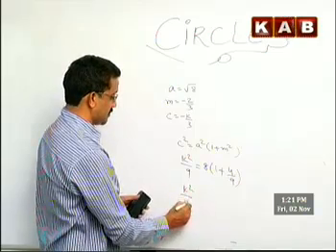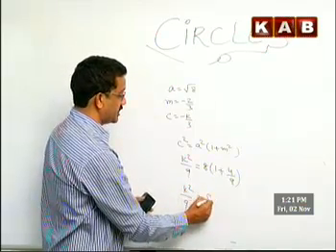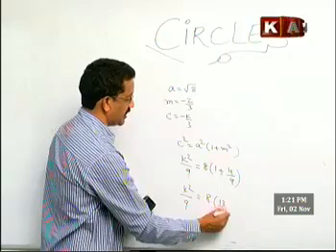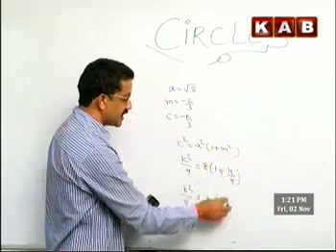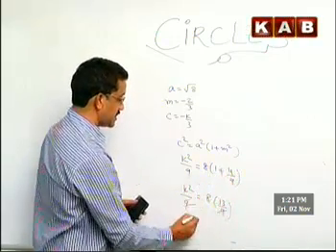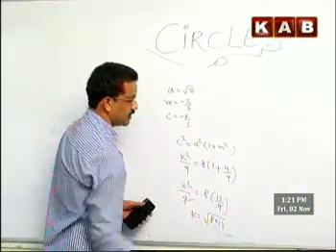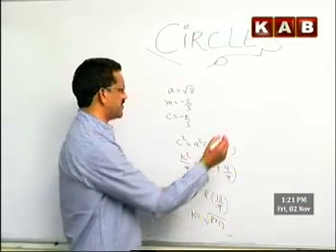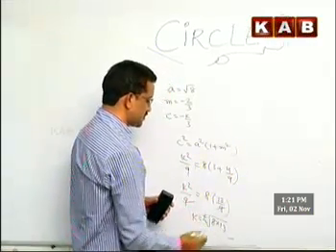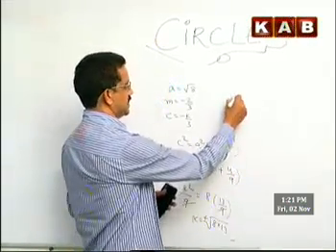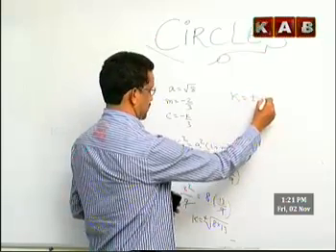K square by 9 is equal to 8 into 13 by 9, because the LCM gives us 13 here. 9 cancel. K is root of 8 into 13. That's all. 8 into 13 you can further take plus or minus, because there are two possibilities, and k is equal to plus or minus root of 8 into 13.